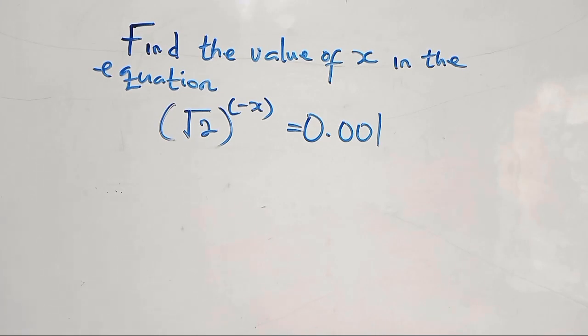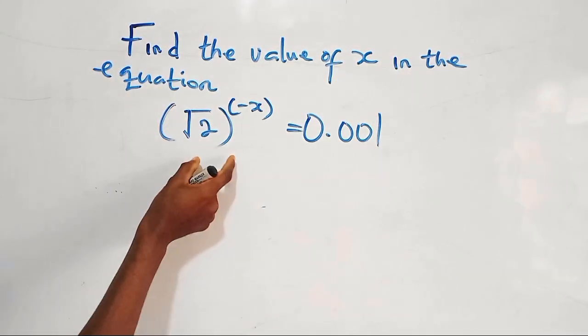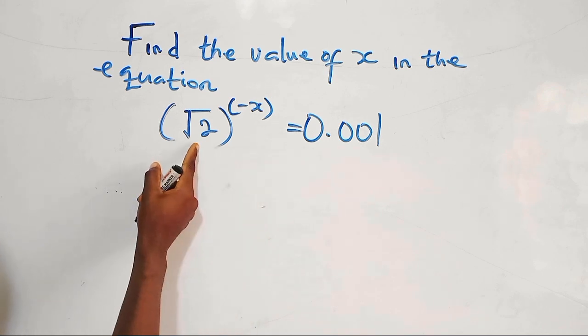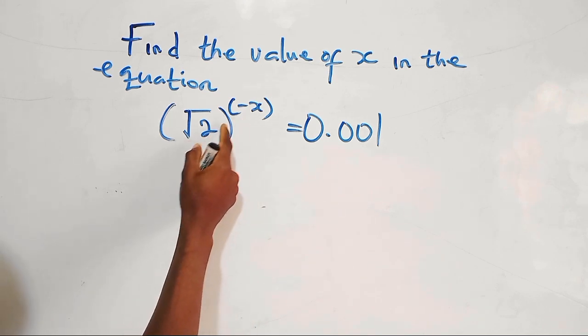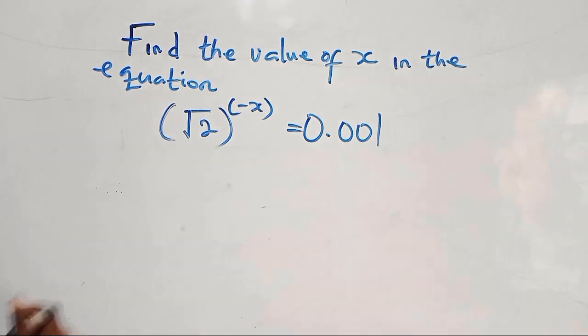The question says, find the value of x in the equation. This is the equation given to us. We have 2 to the power of minus x, which is the index, equals 0.01. So how do we solve this?